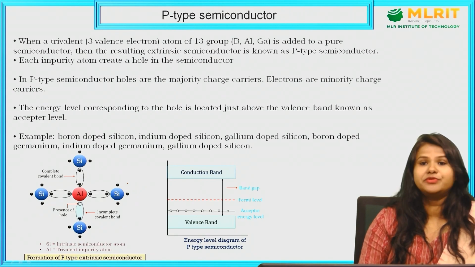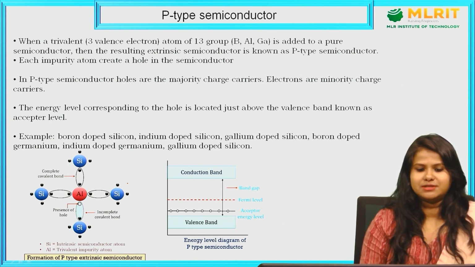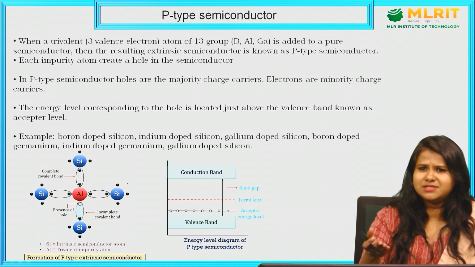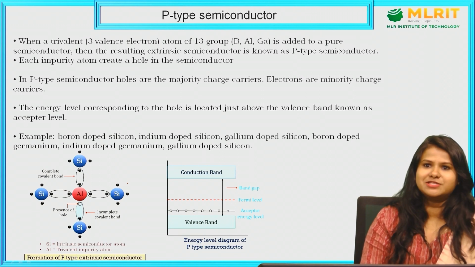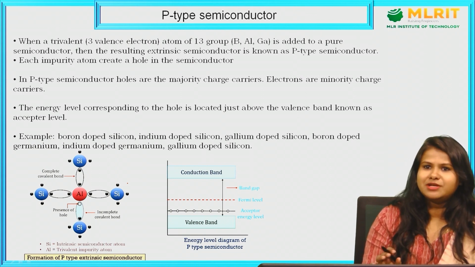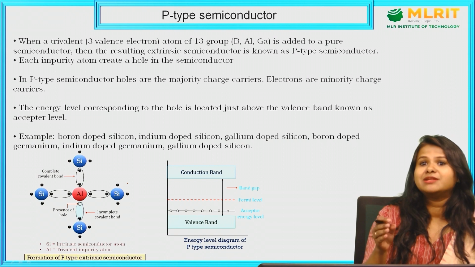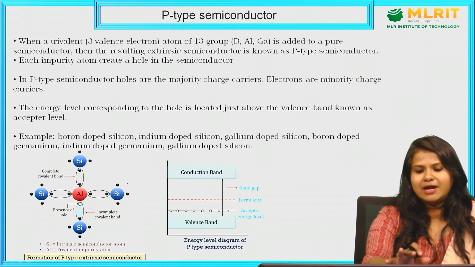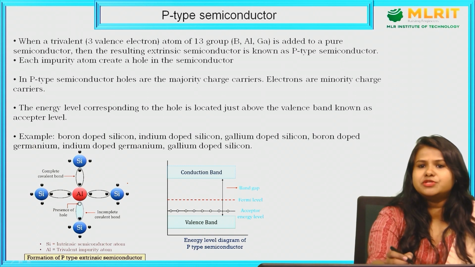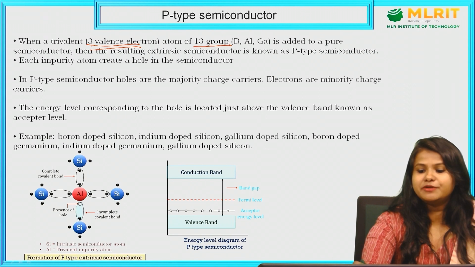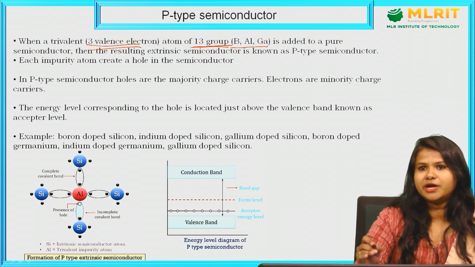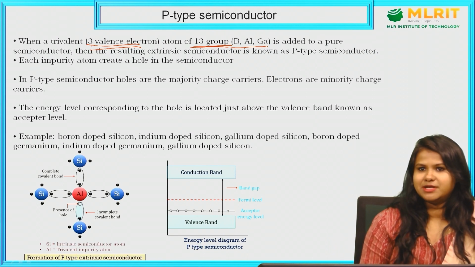So, next we will discuss P type semiconductor. P stands for positive. So, something is positive here. That means the charge carriers will be positive. To get these positive charge carriers, which are known as holes, we will add trivalent impurities, which have 3 valence electrons. Mostly in the periodic table, if you see the 13 group elements, like boron, aluminum, gallium, these are the elements which we add to get P type semiconductors.